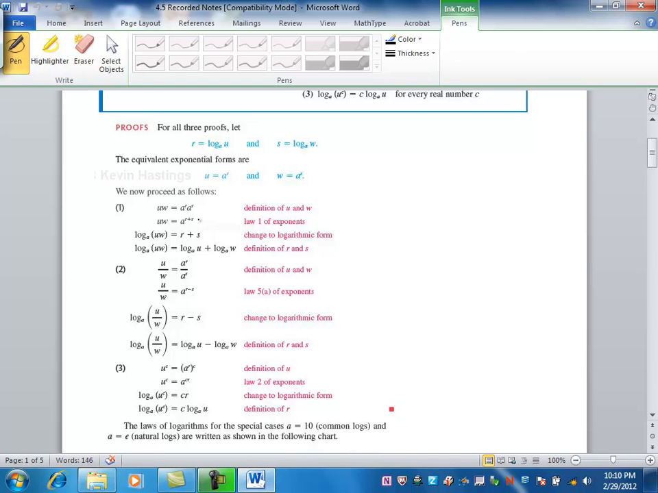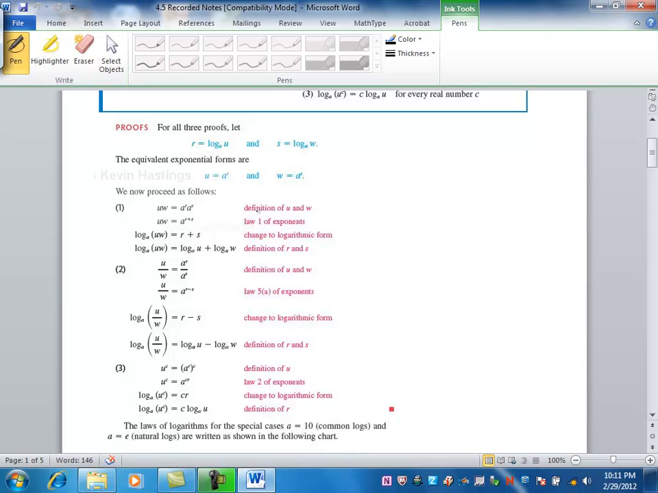s comes from. You will remember that I've always said, if a cat's in a tree, call the fire department. If a variable's in an exponent and you need it down, call a logarithm. So we take the log of both sides, log base a of both sides, and log base a of u w equals r plus s. Remember that r equals log base a of u, s equals log base a of w, and there we go.